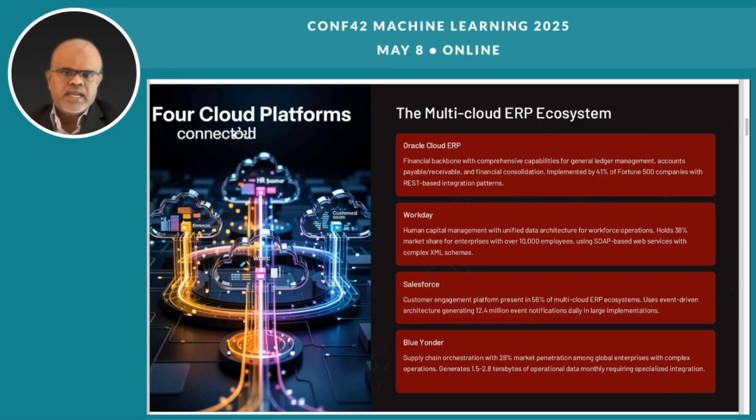Blue Yonder, on the other hand, is specialized in supply chain orchestration with over 28% market penetration among global enterprises. If you look at all these ERP systems, they are superior in functionality in their respective domains and almost all have a very good market share across the Fortune 500 and other enterprises with large scale operations. So the enterprises adopted these different ERP systems to support their functionalities and domain needs, which gives the complexity.